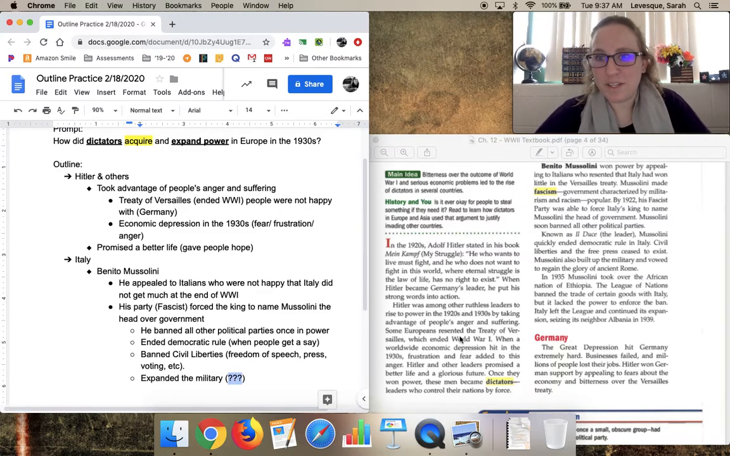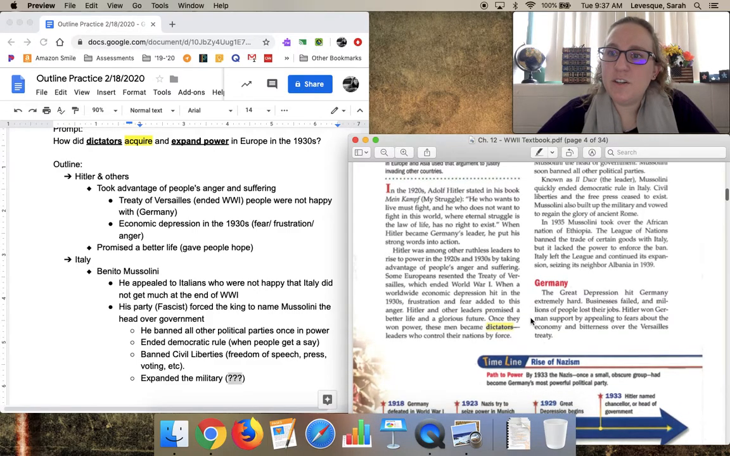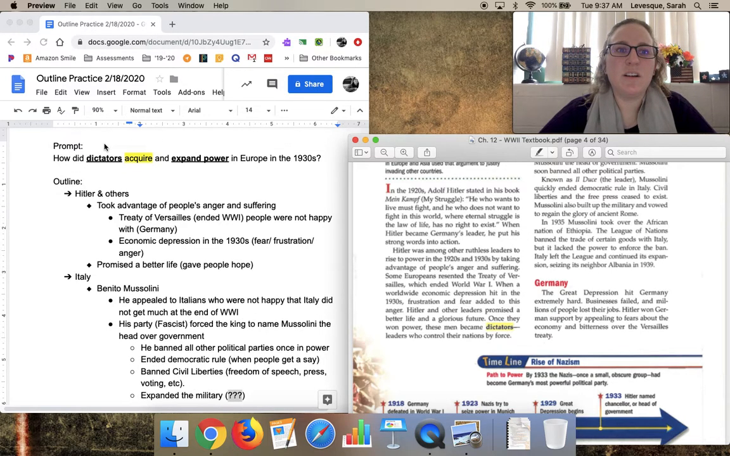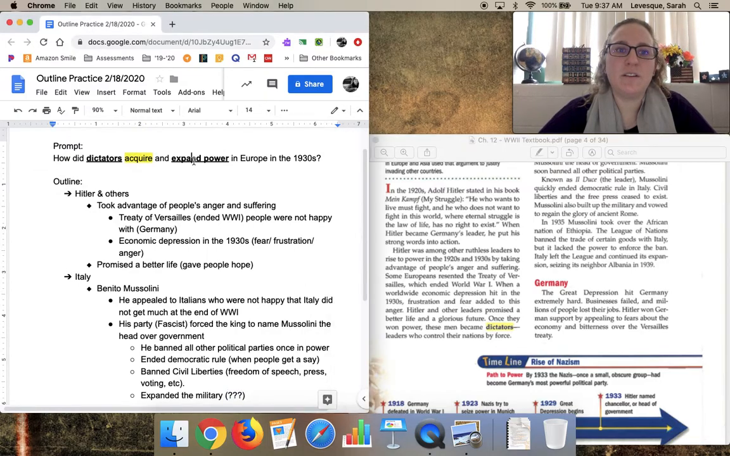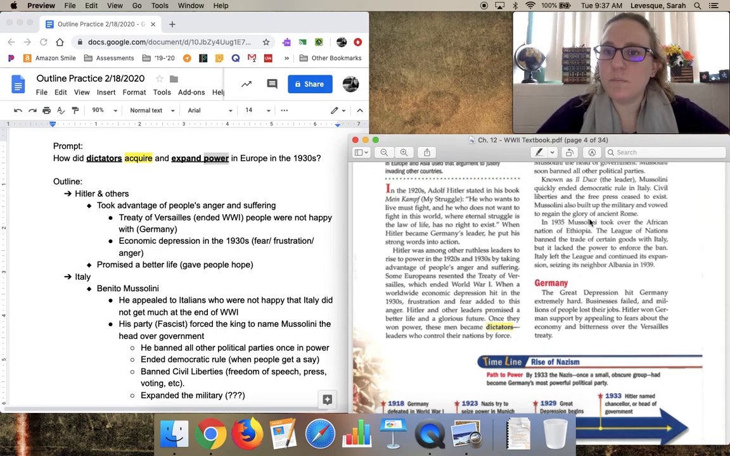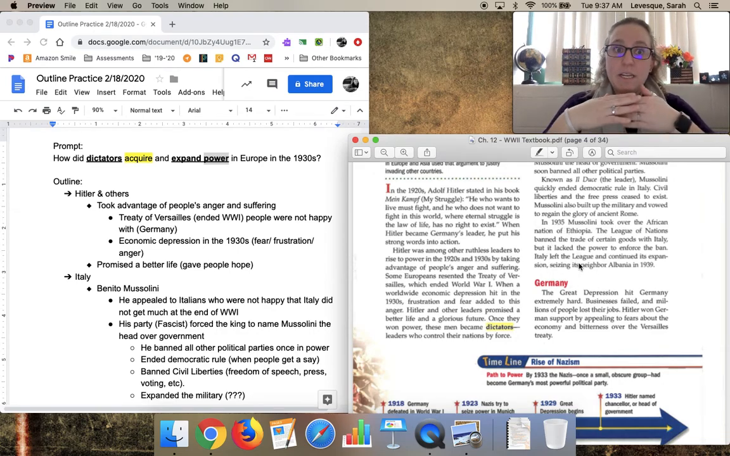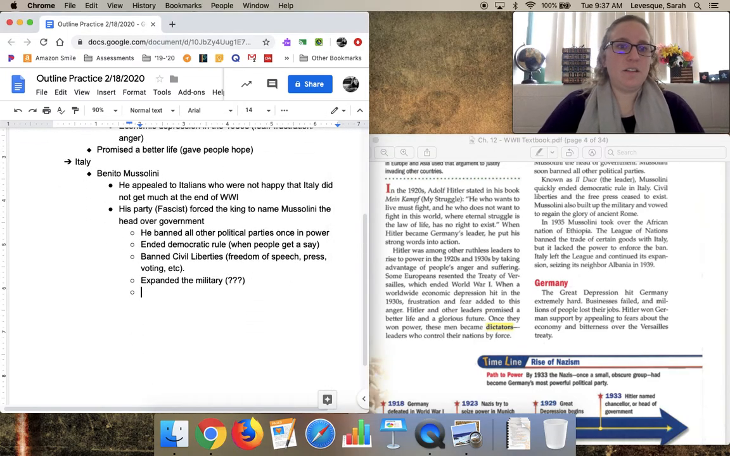Question marks work wonderfully. He took over an African nation, banned trade, power to enforce, Italy left the league. That doesn't really talk about how he gained or expanded his power. This last paragraph here talks about how he expanded Italy's physical, geographical, territorial control. Cool. I'm good with that. I feel like that's good. So, now we're going back to Germany.